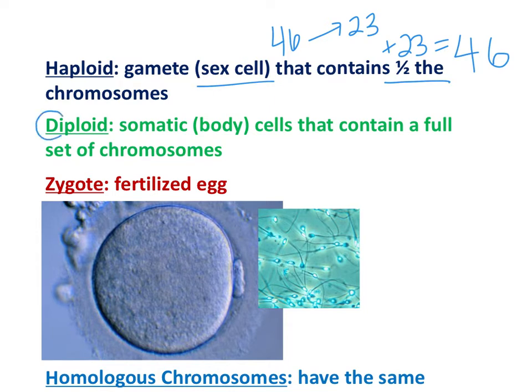Di means two. A diploid cell contains a full set of chromosomes from two parents, meaning there's two copies of every chromosome, a copy from mom and a copy from dad, whereas haploid cells do not contain as much DNA. The word zygote is a fertilized egg. A fertilized egg is a diploid cell.